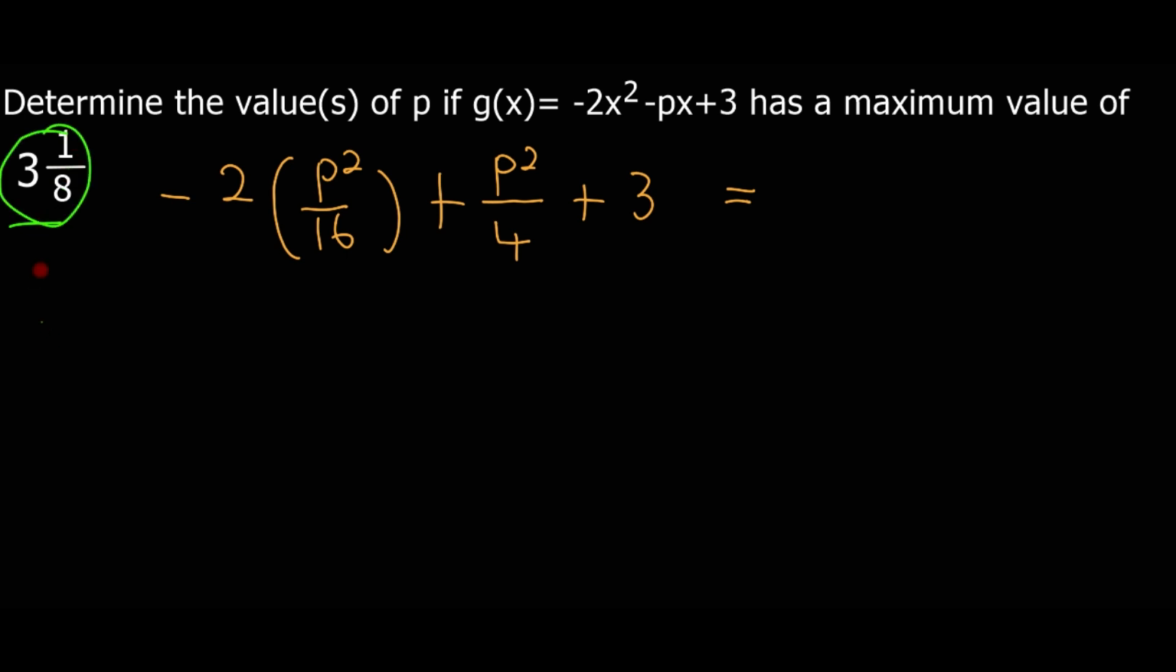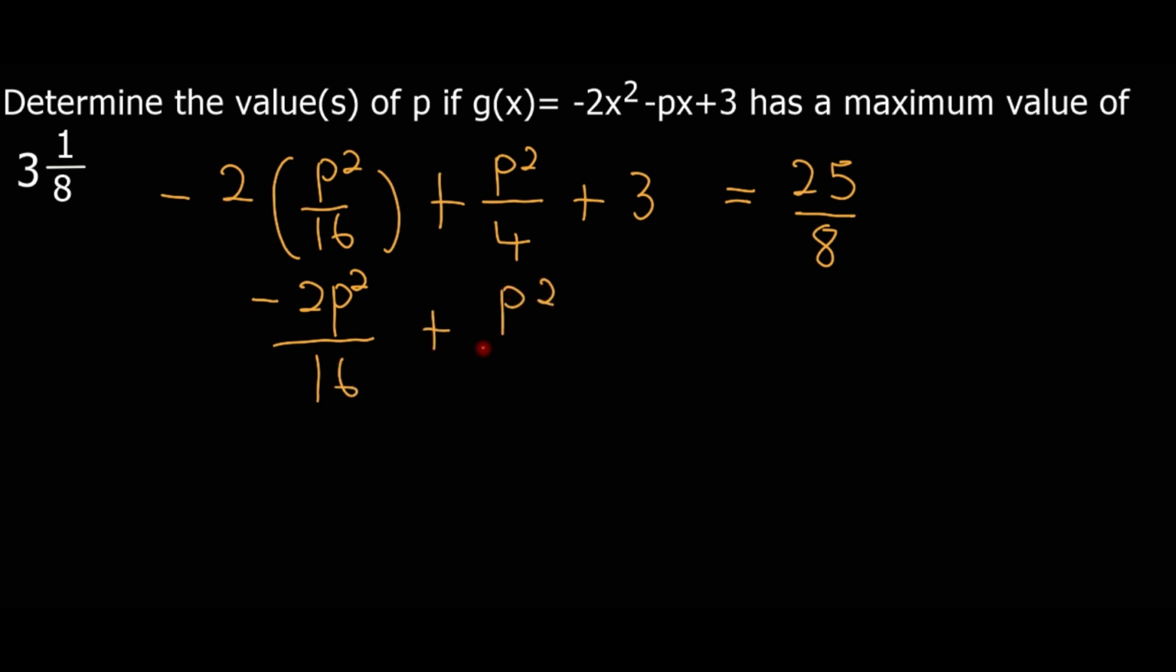Remember this number is written this way: 8 times 3 is 24, plus 1 is 25 over 8. So it is the same thing, we write it as 25 over 8. You can see that from there it is all about solving for p. So we simplify: negative 2 times p squared gives negative 2 p squared over 16, plus p squared over 4, plus 3 equals 25 over 8. So now let's do the math.